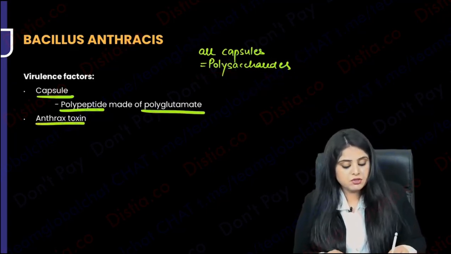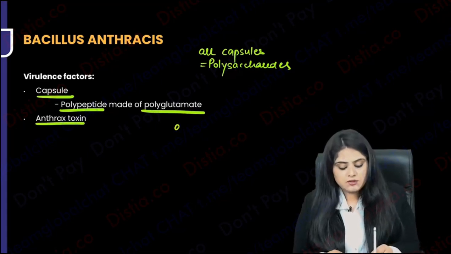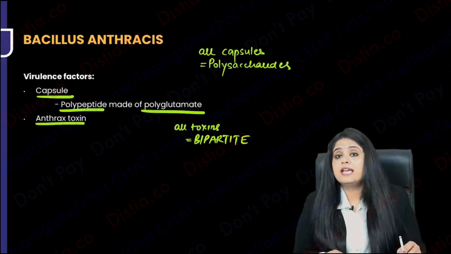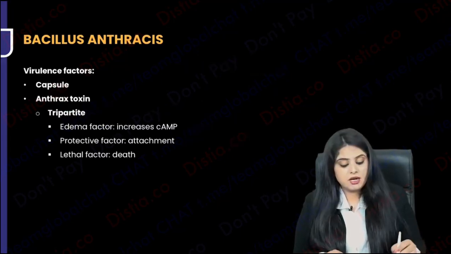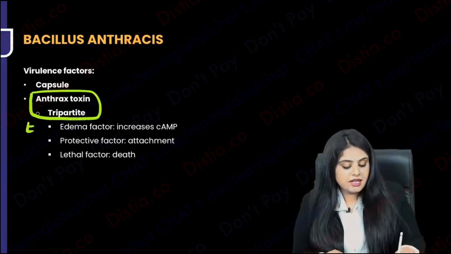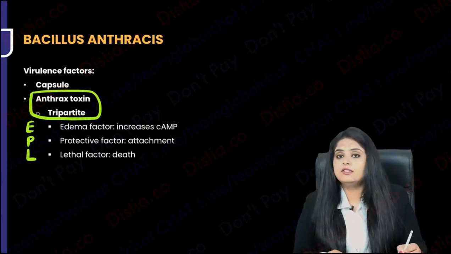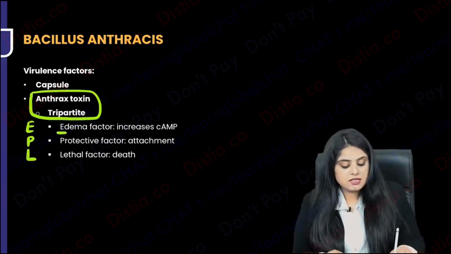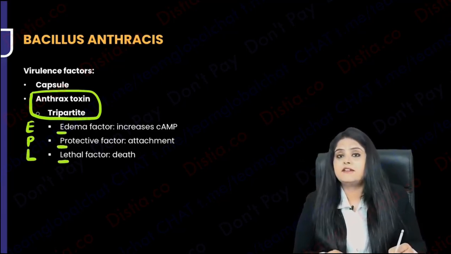What is different about the toxins? Till now, I have taught you all the toxins tend to have two parts. All the toxins tend to be bipartite, but now I'm going to tell you that the anthrax toxin is tripartite. This is the only toxin which has three parts, and that is English Premier League. What is English Premier League? Edema factor, protective factor, lethal factor.